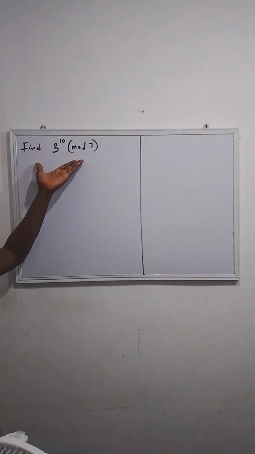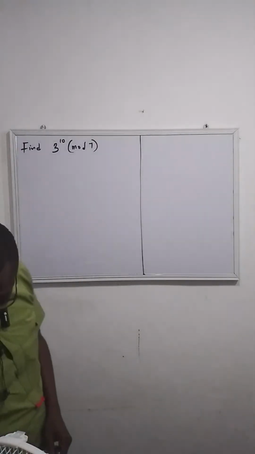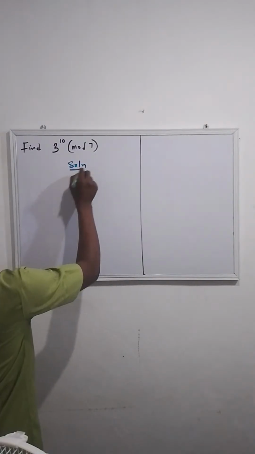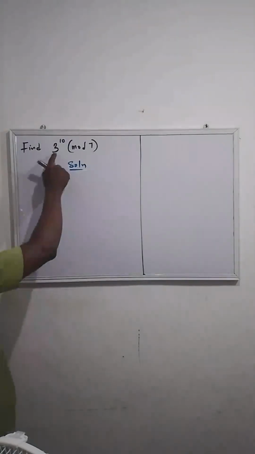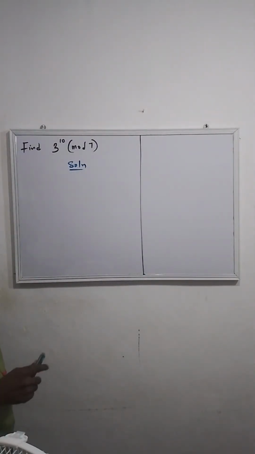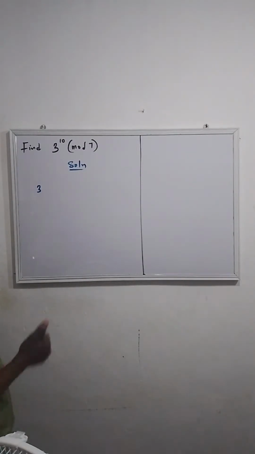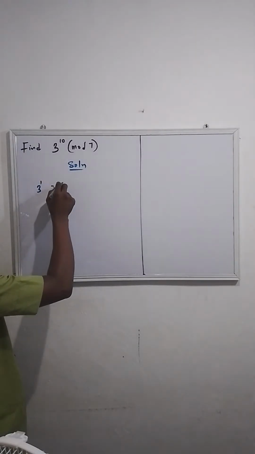So how do we go about this? Because this is a very big number, 3 raised to the power of 1000. To do this, the first thing is I pay attention to the base here, which is 3. I find a way of writing this such that it is going to have a remainder of 1. Now, 3 raised to the power of 1 is 3.